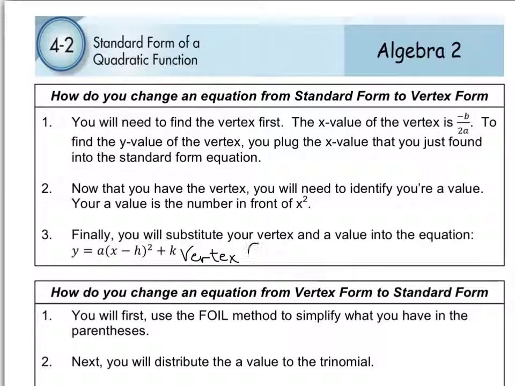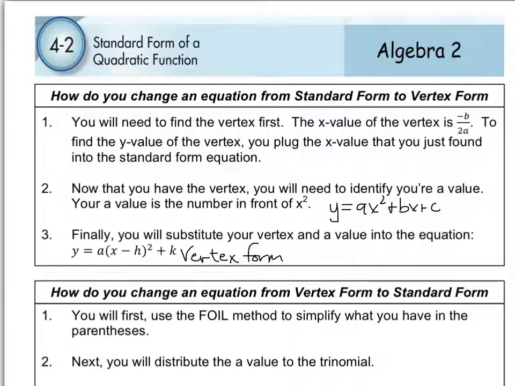This is vertex form. And again, we talked about standard form. Standard form today was ax squared plus bx plus c. Okay, so we've got vertex form, we've got standard form. What we're going to do is convert from standard form to vertex form. So we're going to convert from this to this.